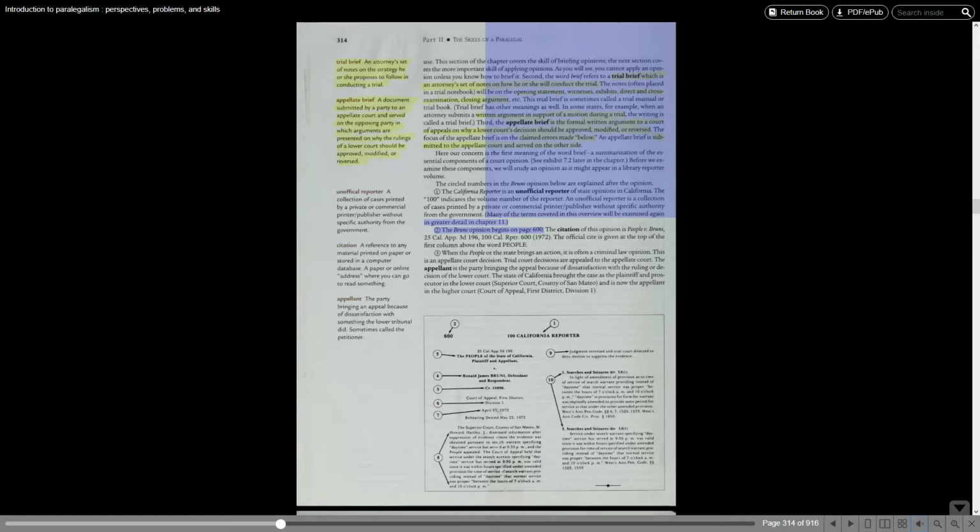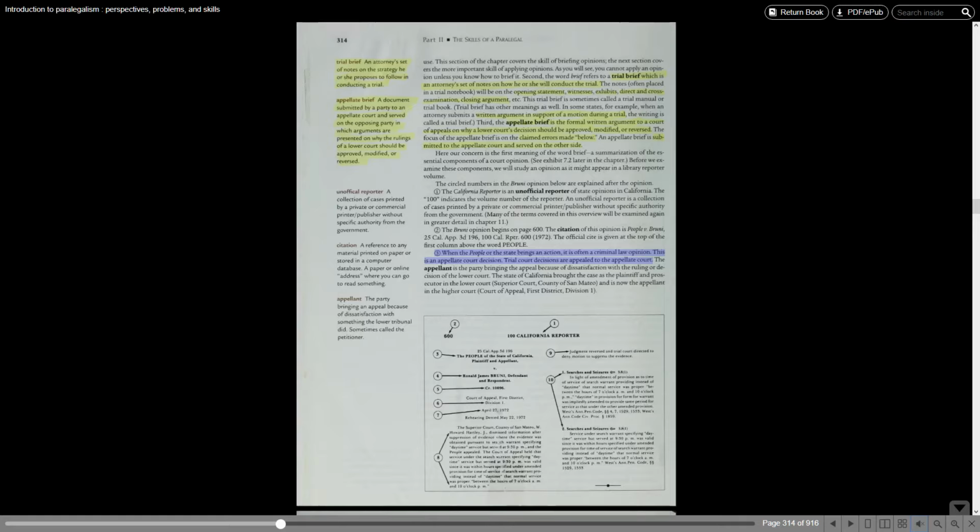2. The Bruni opinion begins on page 600. The citation of this opinion is People v. Bruni, 25 Cal. App. 3d 196, 100 Cal. Rptr. 600 (1972). The official site is given at the top of the first column, above the word People. 3. When the People, or the state, brings an action, it is often a criminal law opinion. This is an appellate court decision.